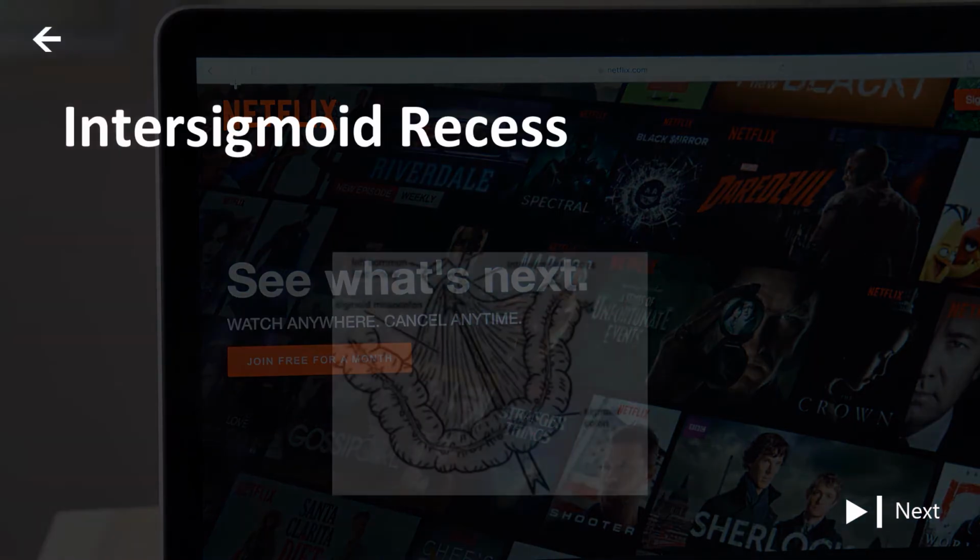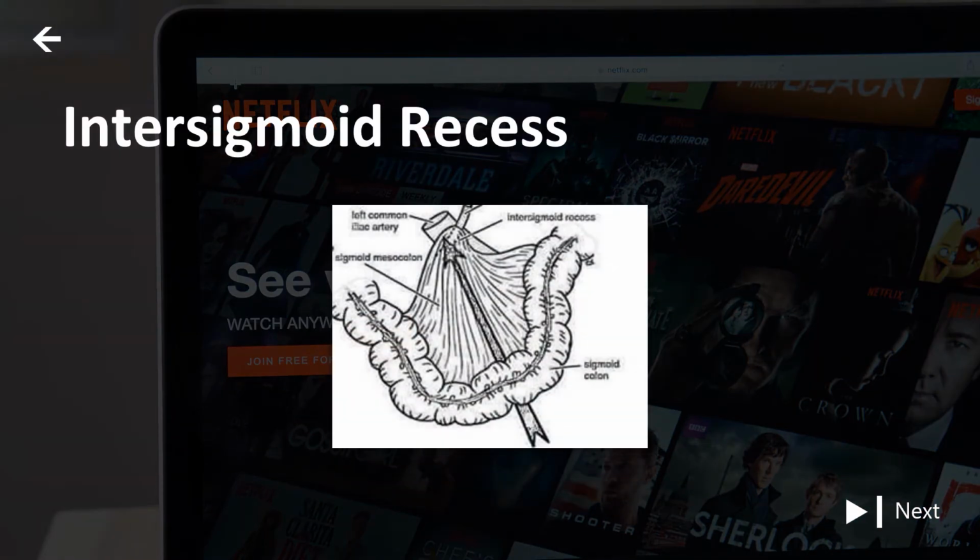The intersigmoid recess. The intersigmoid recess is situated at the apex of the inverted V-shaped root of the sigmoid mesocolon. Its mouth opens downward. The intersigmoid fossa or intersigmoid recess corresponds, when it exists, to a V-shaped peritoneal recess, which is a cul-de-sac with variable dimensions, situated between the two roots of the parietal brim of the sigmoid mesocolon.